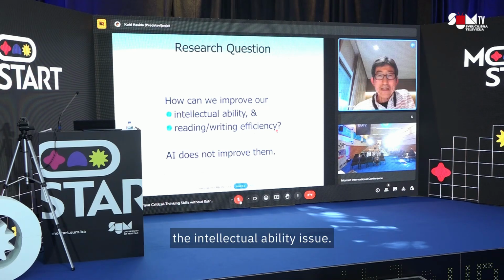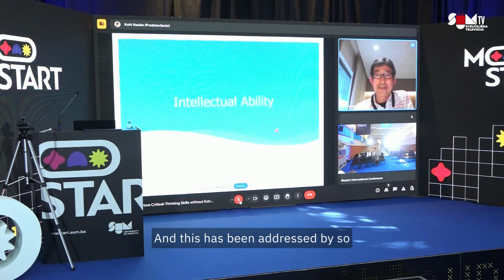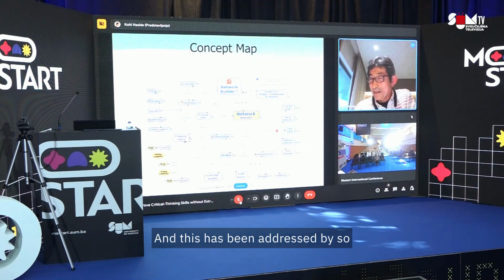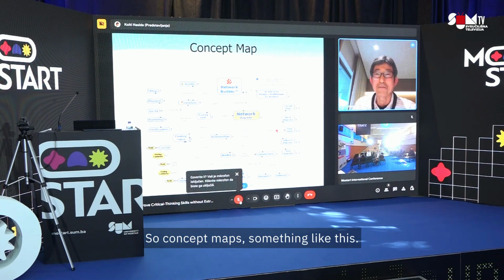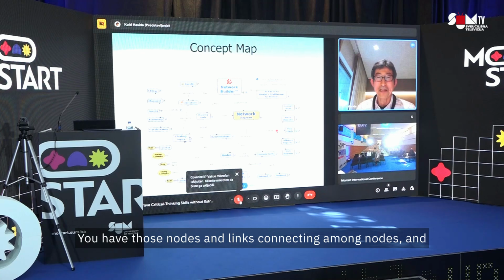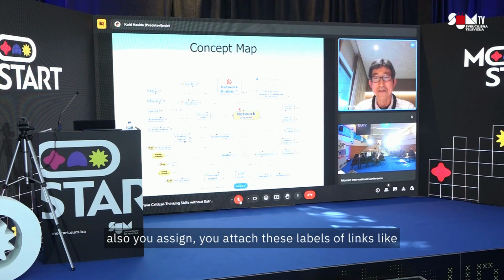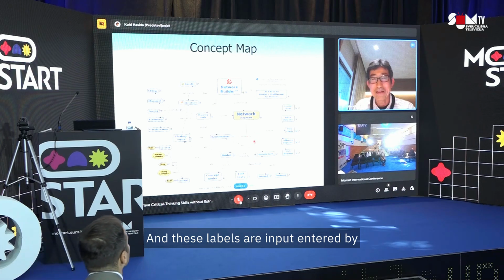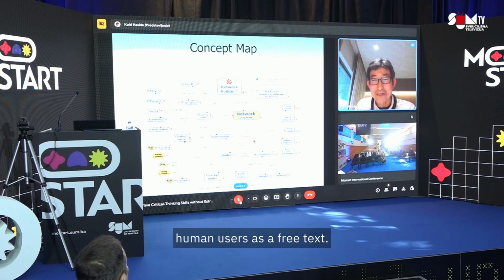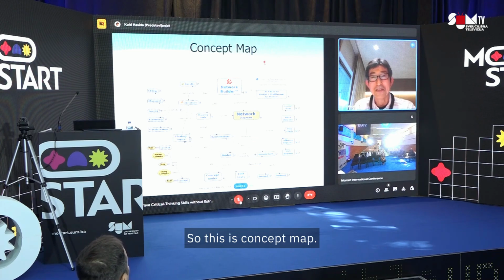First, let us talk about the intellectual ability issue, and this has been addressed by so many studies concerning graphs like this. So concept maps are something like this. You have those nodes and links connecting among nodes, and also you attach these labels of links like analyses and create and consist of and so on. And these labels are entered by human users as a free text. So this is concept map.